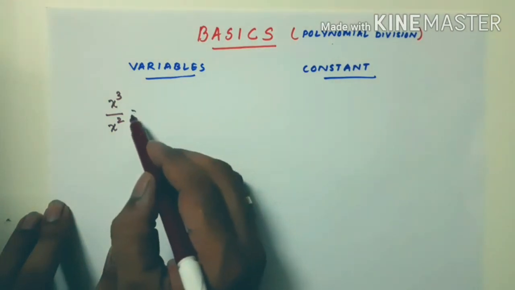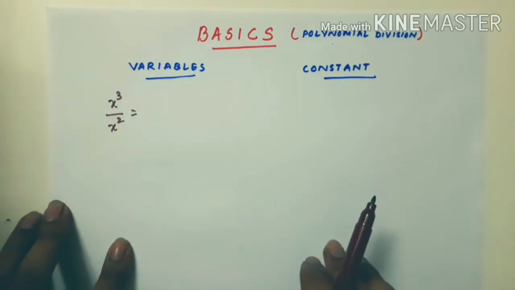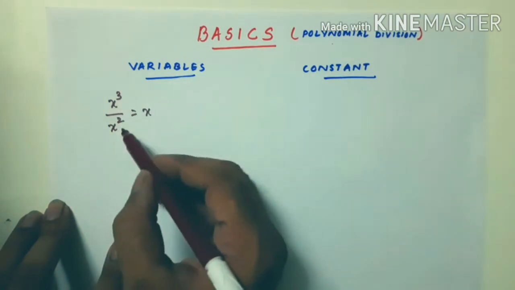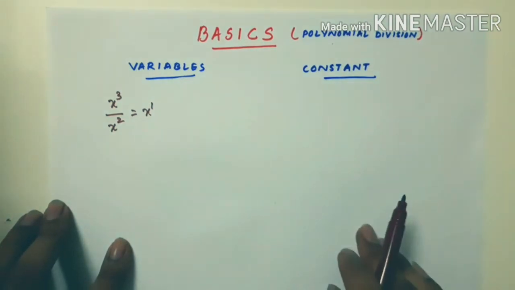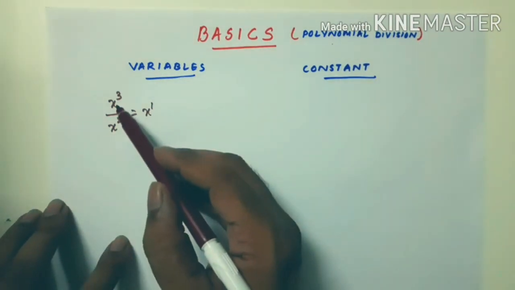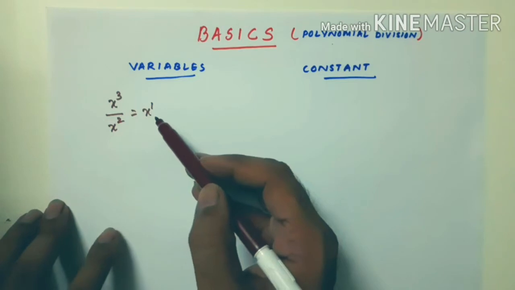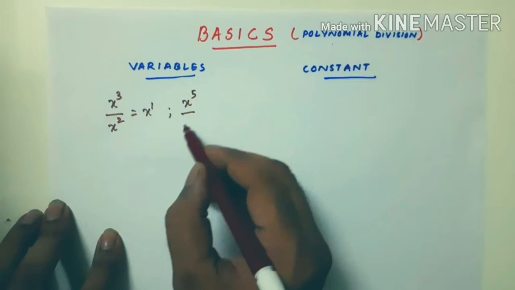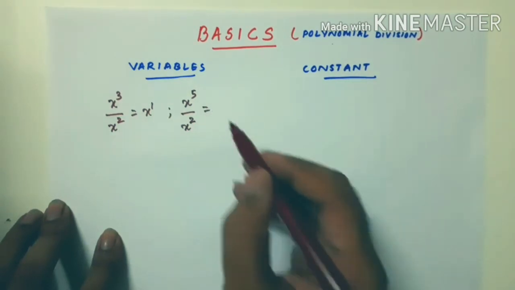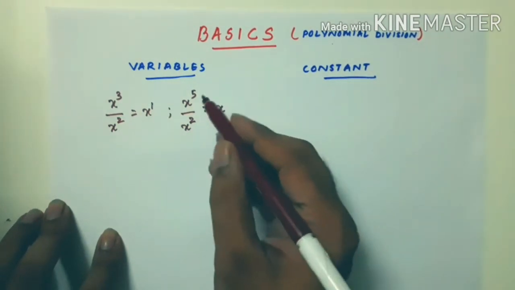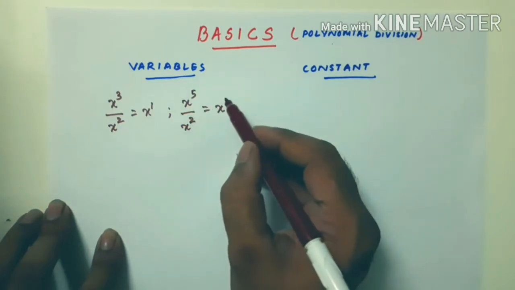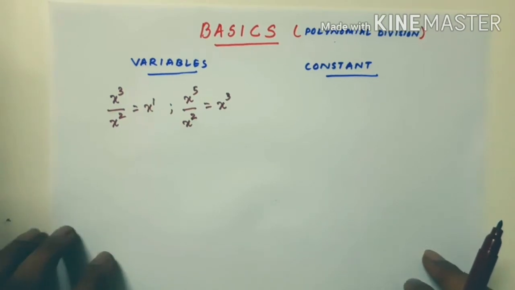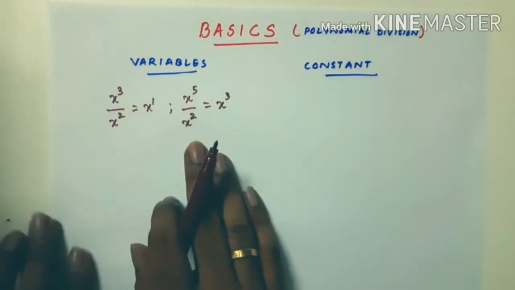Here we will be using the exponent laws. x to the power of 3 divided by x to the power of 2 gives x to the power of 3 minus 2, that is x to the power of 1. So if we divide x cubed by x squared, we will get x. Suppose x to the power of 5 is divided by x to the power of 2. We will get x to the power of 5 minus 2, that is x to the power of 3. This is the quotient law in exponents. The same rules we will use here.